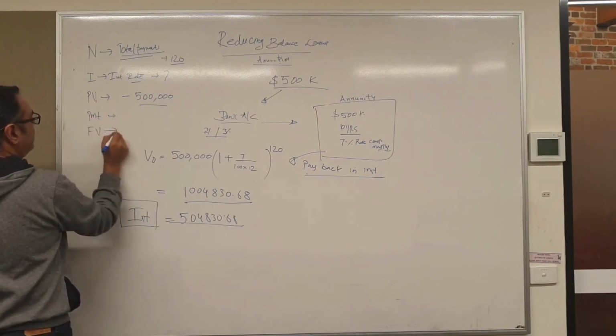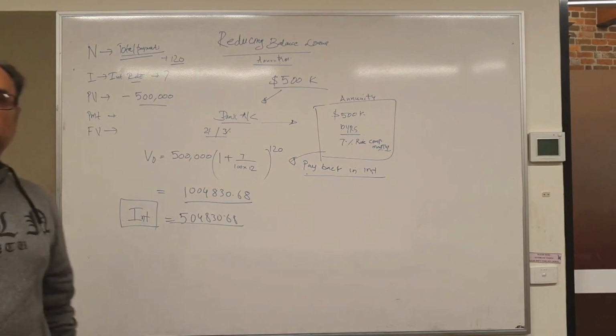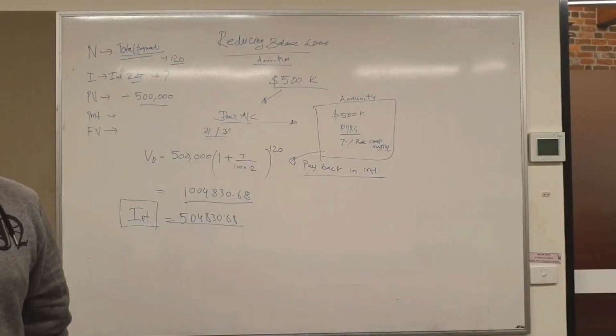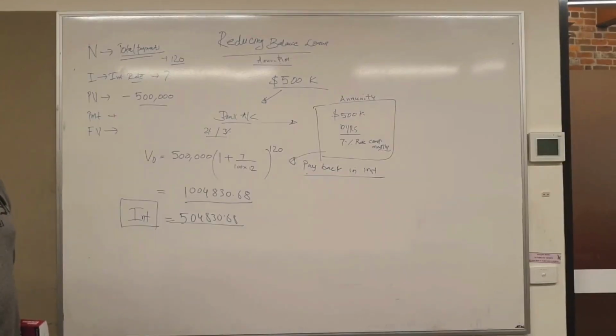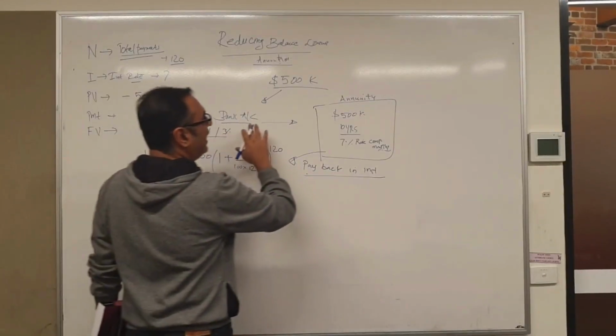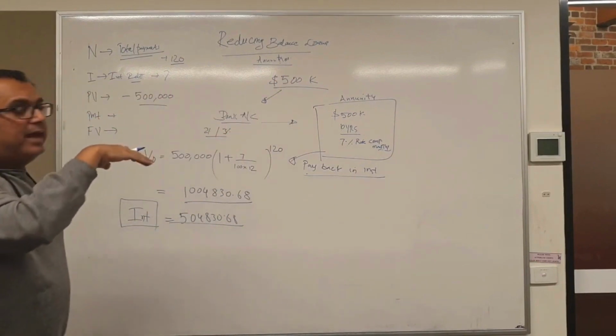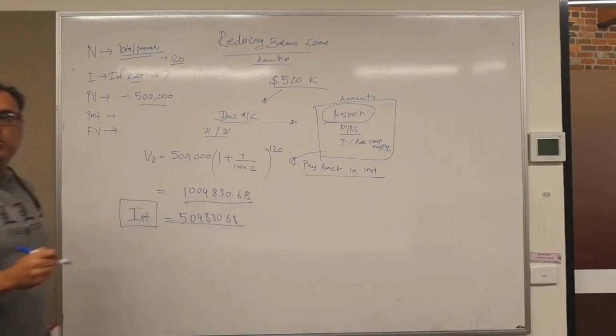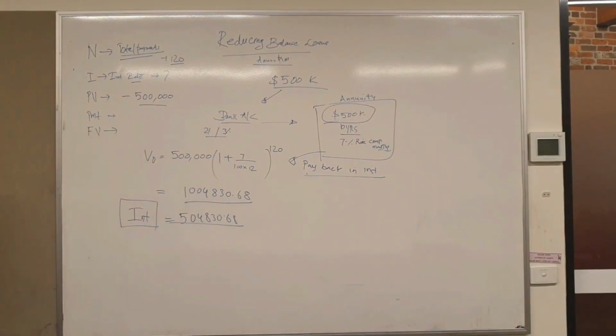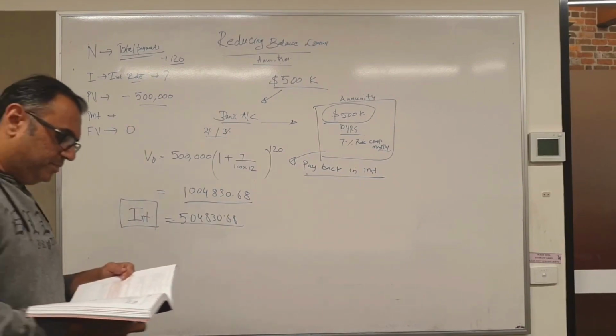Then is FV, the future value. Future value means how much your money will be at the end of it. So at the end of it, all of this will be zero, right? Because everything is paid out. So future value is zero. All right?